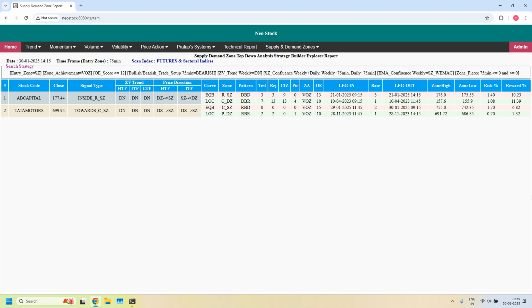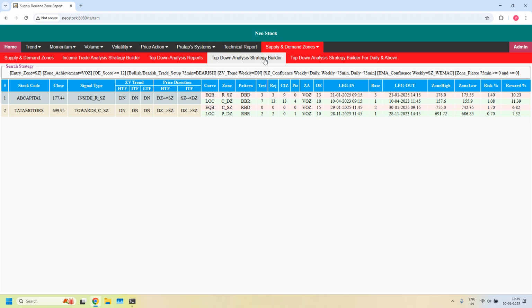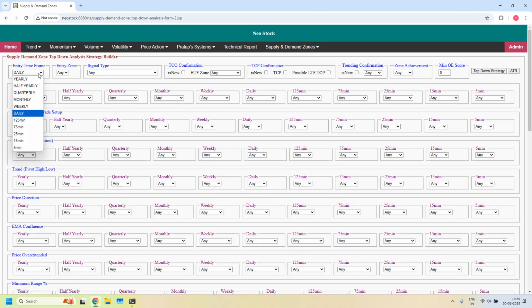Okay, this is about the bearish trade setup, weekly income trade. Next, daily income trade, bullish trade setup. Entry time frame is 15 minutes. Entry zone is demand zone. In bullish or bearish trade setup at 15 minutes time frame, entry time frame, I am selecting bullish.